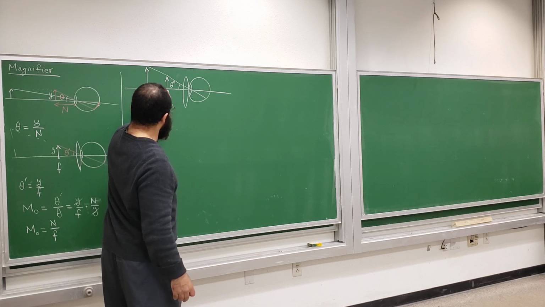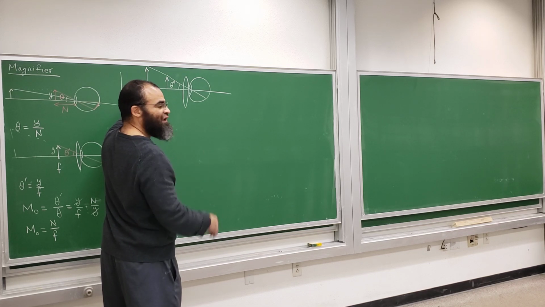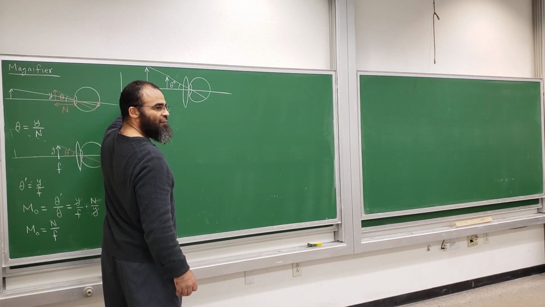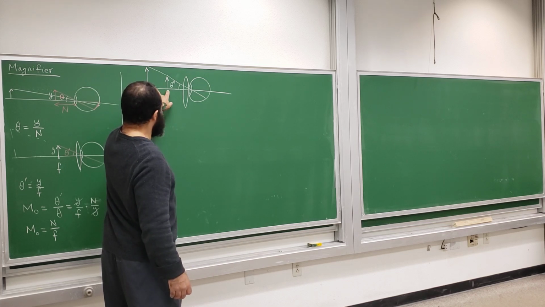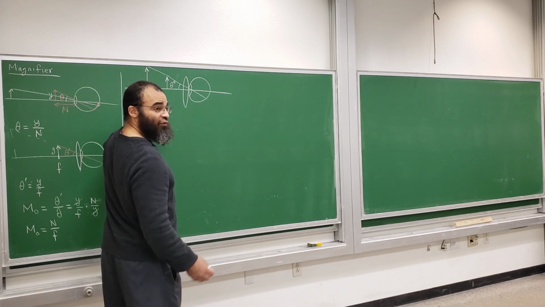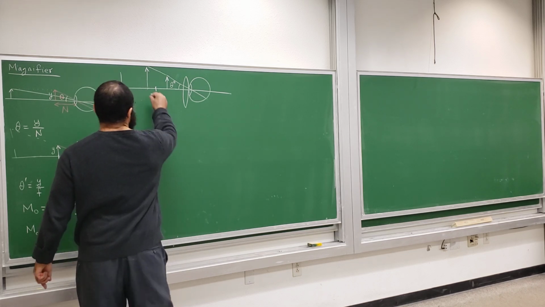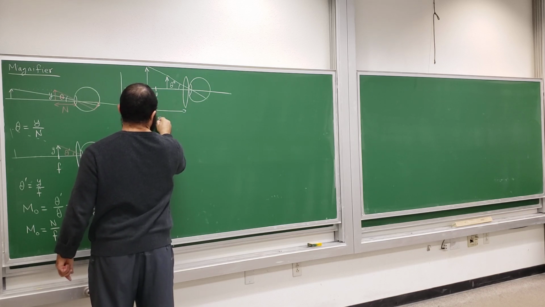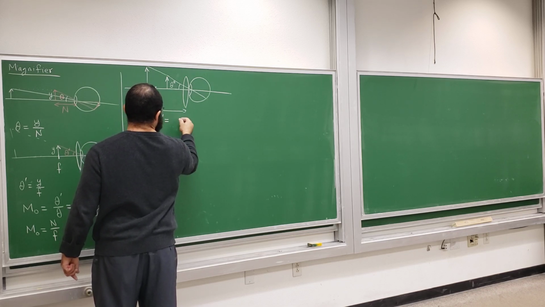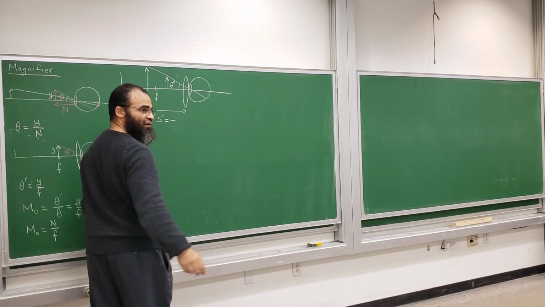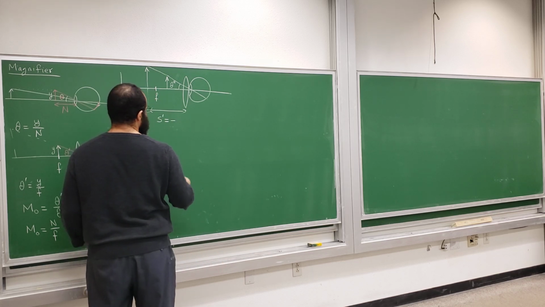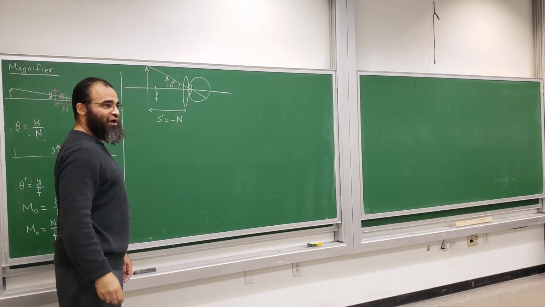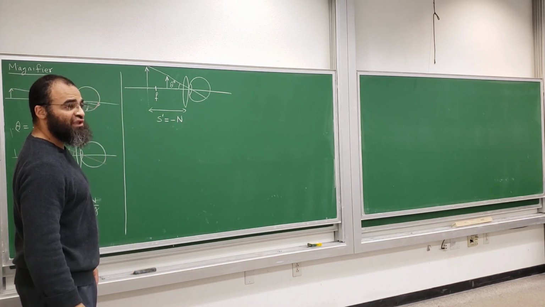So let me ask you, if this is the object and this is the image, they're on the same side of the lens. Is this image real or virtual? It's virtual. The image and the object are on the same side, so it's a virtual image. So this distance, s prime, is going to be some negative number. And how much is it? The maximum it can be is the near point, which is n.